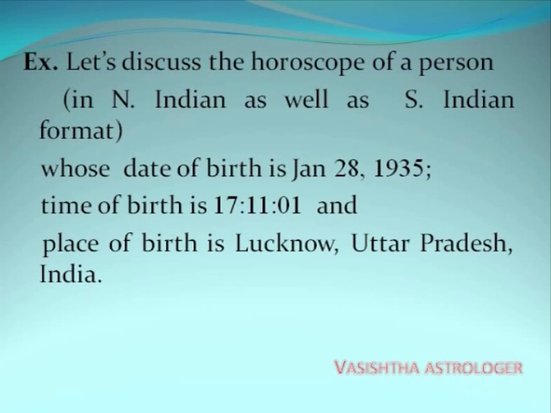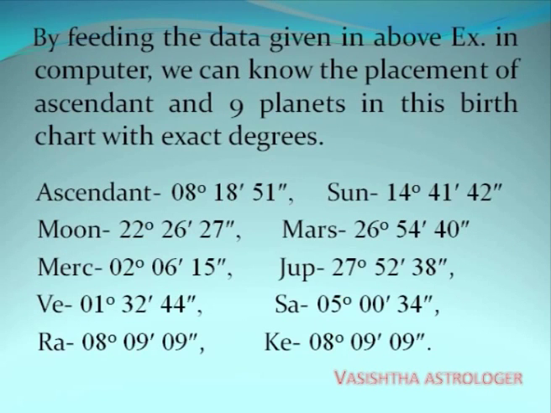To know the placement of ascendant and 9 planets in the birth chart, we either require a panchang of that particular year or computer software. In present times, there is no need to involve yourself in calculations. Use a computer software to prepare a birth chart, as computer can do this exercise within minutes just by feeding the data. Here we have mentioned the degrees of ascendant and 9 planets for this particular horoscope.